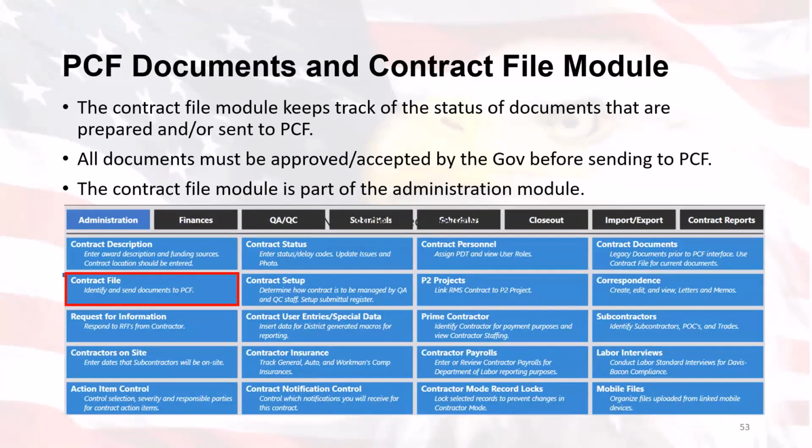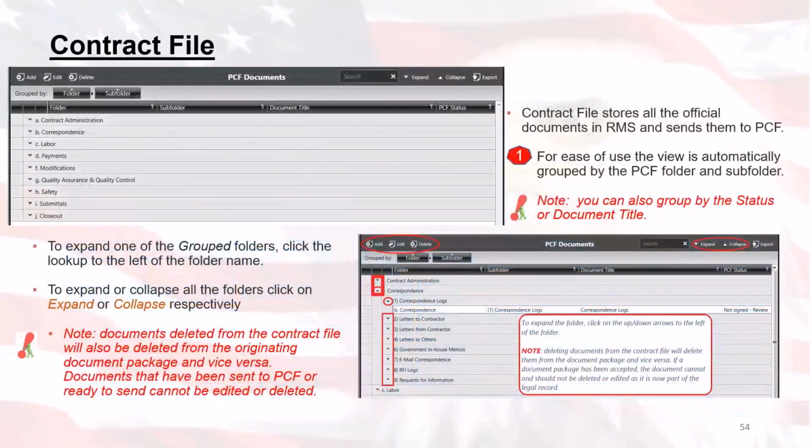So essentially, when you log in, you'll click on administration, and then you'll go to the contract file access area. Once you're at the contract file access area, you will then see the contract file view, which will list the grid, and then the contract file stores all the official documents in RMS and sends to PCF, as you can see from the list. You can collapse or contract the list as well. You can only group by the status or document title. So a quick note, documents deleted from the contract file will also be deleted from the originating document package and vice versa.